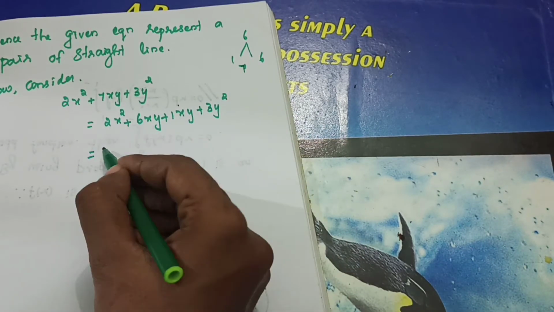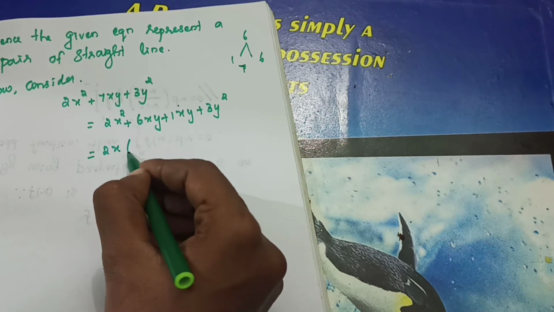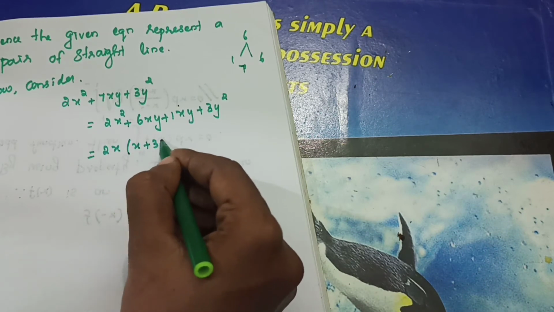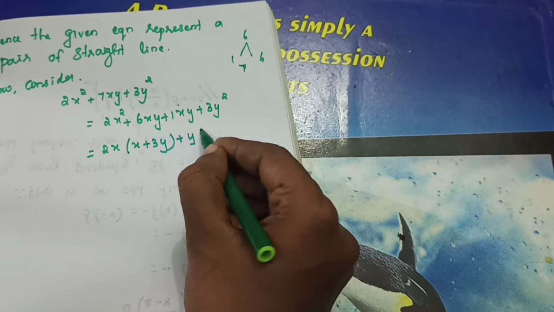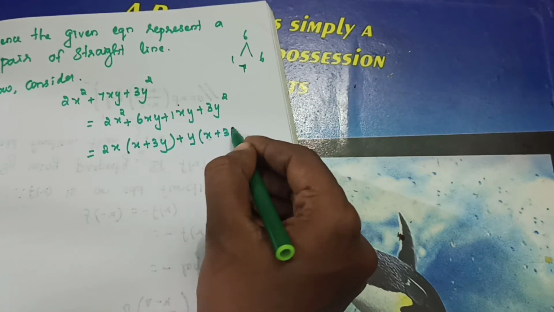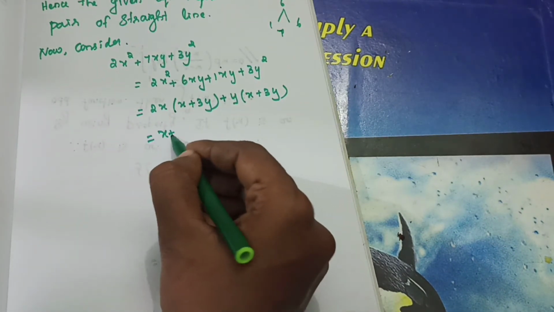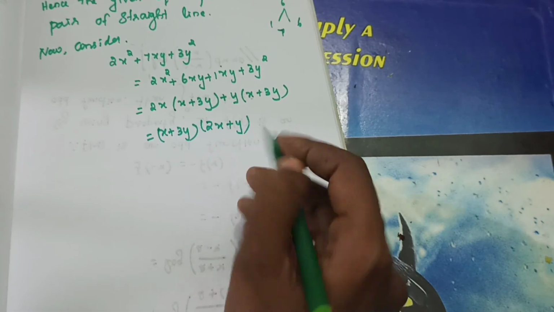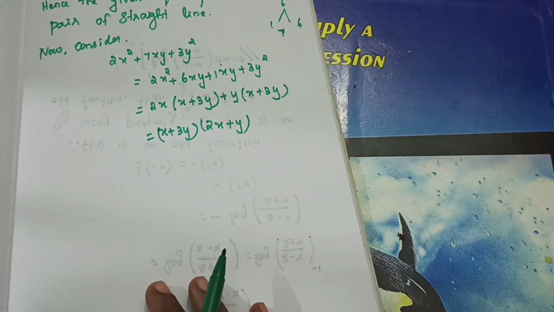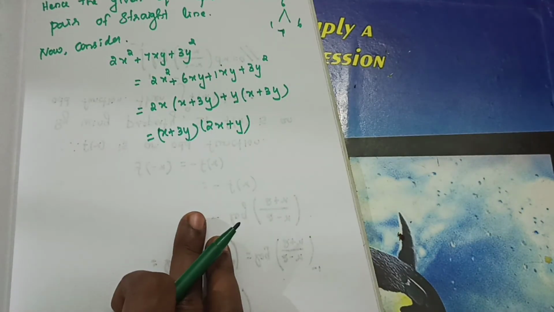So from the first 2 terms, how much is common? 2x is common. So what's the balance? x plus 3y. Same as that, from the last 2 terms y is common. So how much you get? x plus 3y. So what are the 2 factors here? x plus 3y is one factor. 2x plus y is one factor. It is a quadratic equation, so degree 2, is it right? Now we have split it. So I have got the two factors.